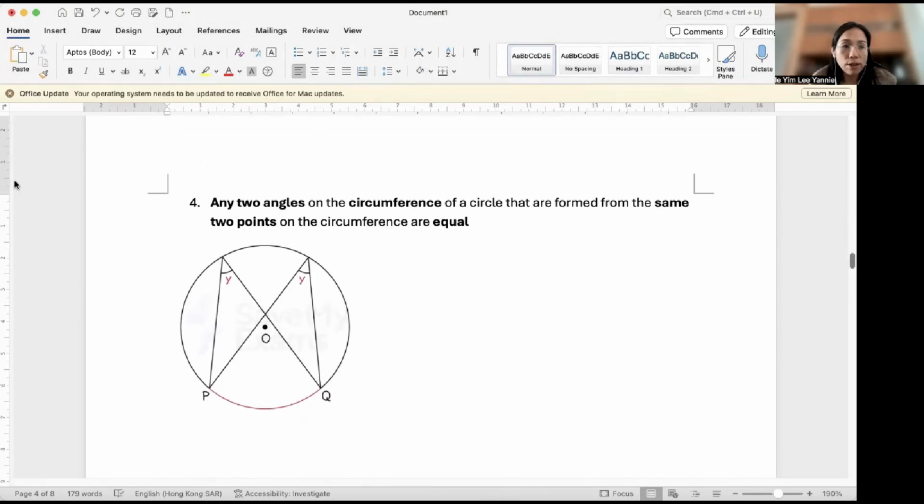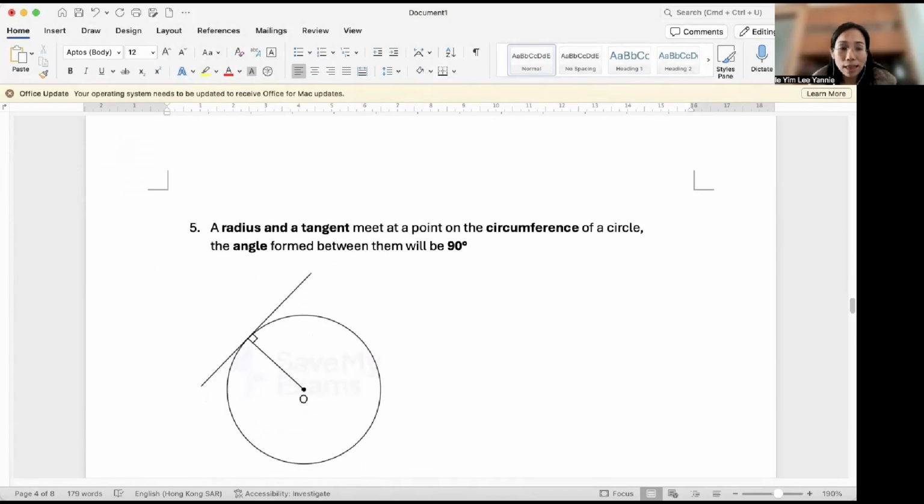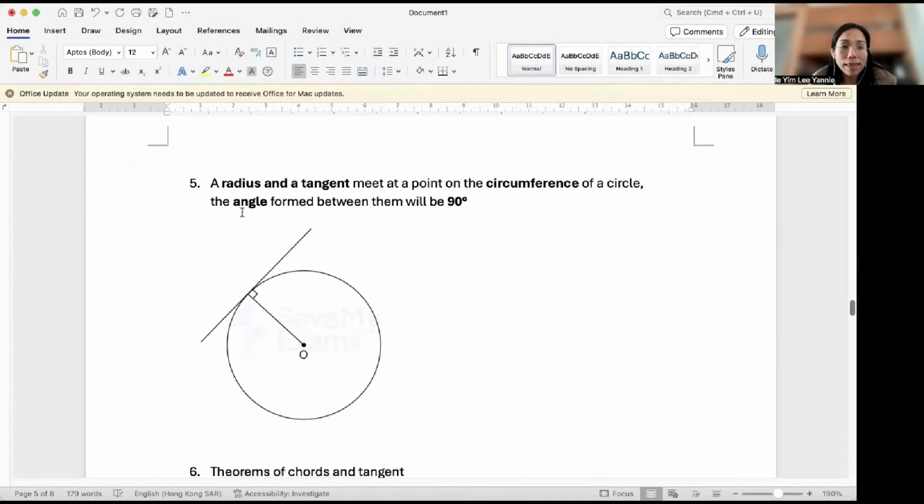Number 4 is related to the angles formed by the same chord. In here, as you can see, these two angles y and y are formed by these two chords. The chords share the same 2 points on the circle. So the angles formed using this chord will be the same, okay? These two will be the same. So even though the chord goes this way, this angle will still be the same as y.